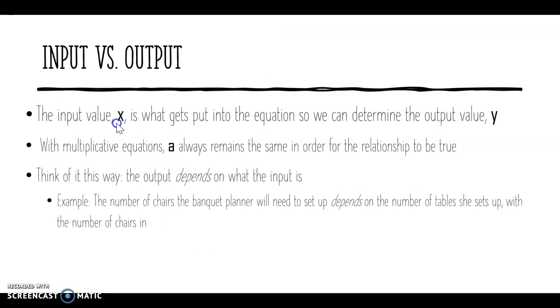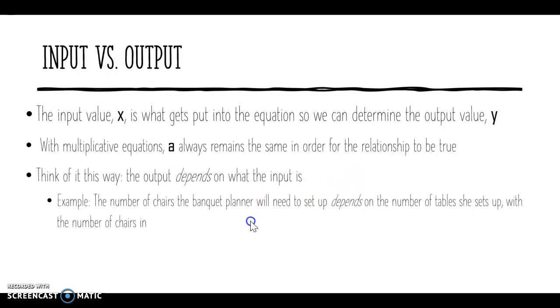The input value, what X is, is what gets put into the equation so we can determine the output value Y. We are trying to solve for Y. With multiplicative equations, A always remains the same in order for the relationship to be true. This is how I want you to think about it. The output depends on what the input is.